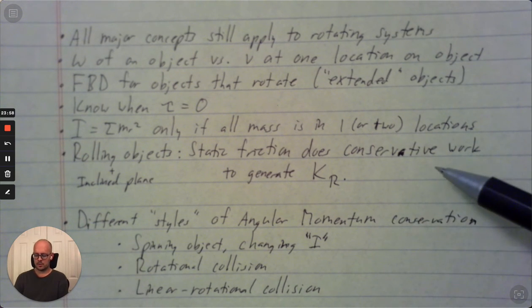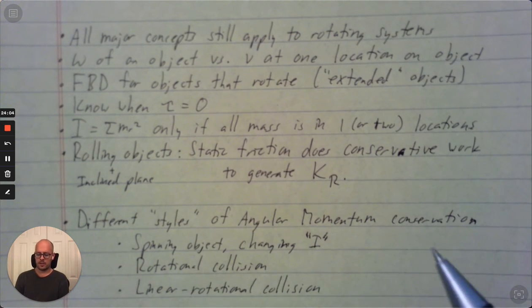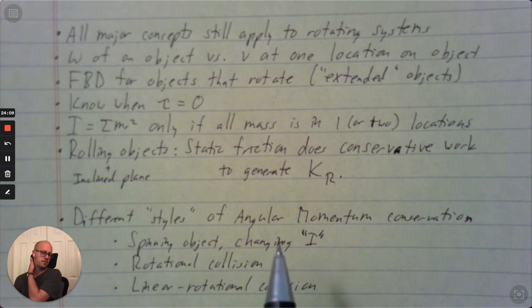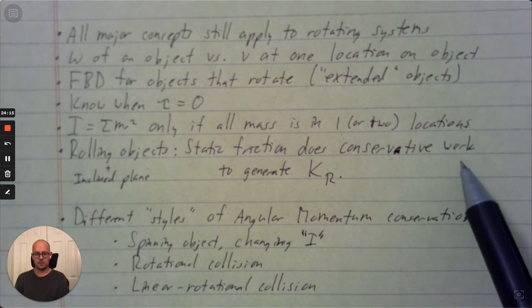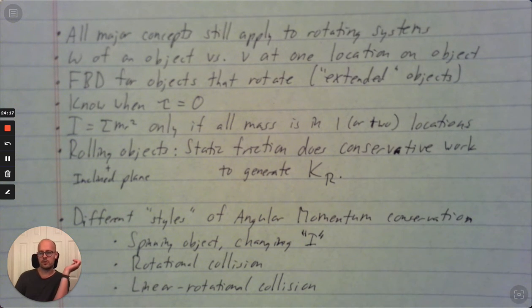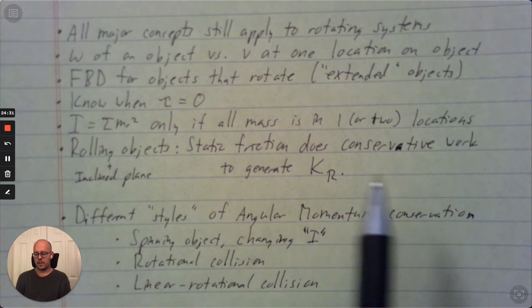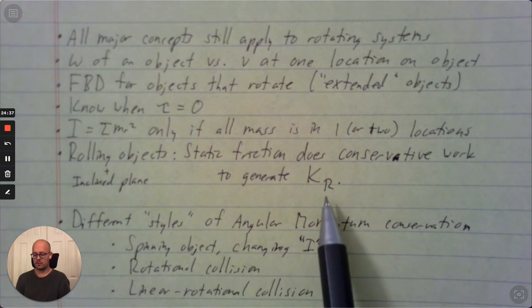Something that was just elucidated by the most recent free response questions is with rolling objects on an inclined plane. And it's the idea of work. Static friction is the force that acts to cause objects to roll without slipping. This actually represents conservative work in a way. There's no displacement associated with the force of static friction, but there's rotation associated with it. So for objects rolling down an incline, the work that's done by friction and that torque is used to generate rotational kinetic energy.